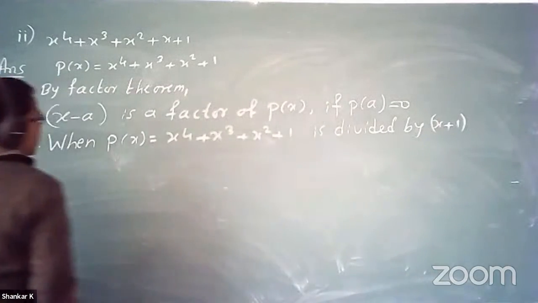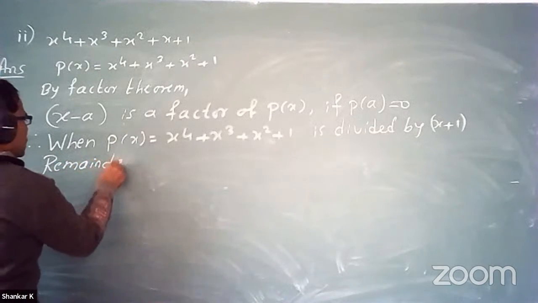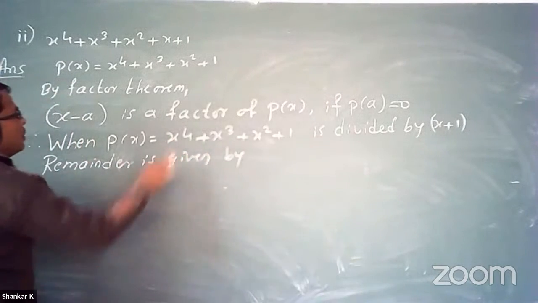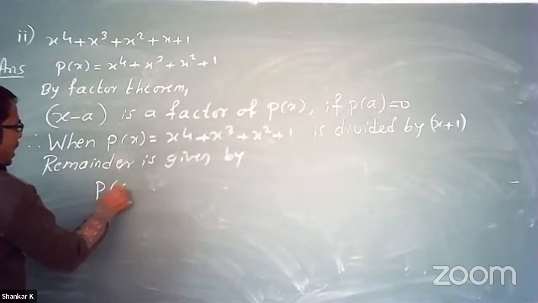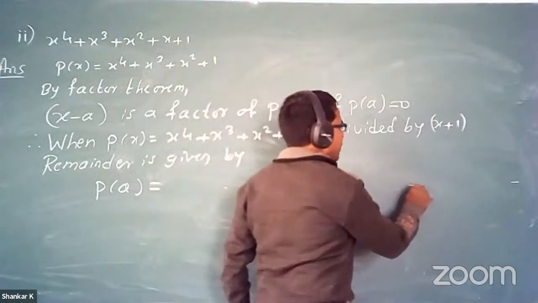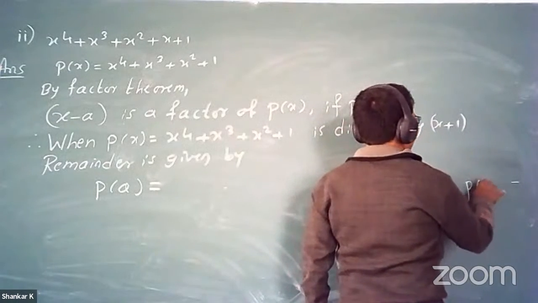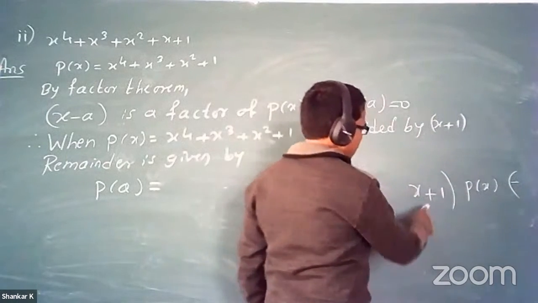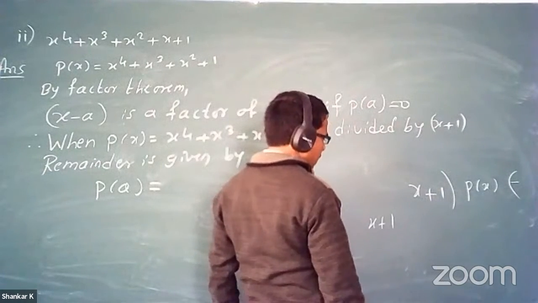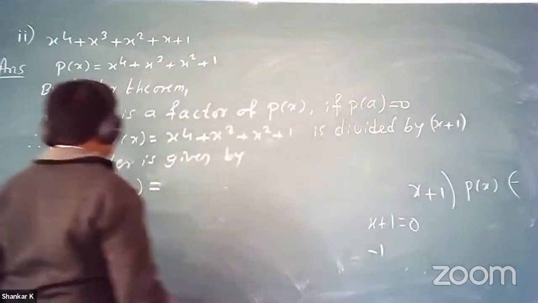the remainder is directly given by p of a. We want just p of a. Since we are dividing p of x by x plus 1, to get 0, what will be the x value? Minus 1. So put minus 1 here.